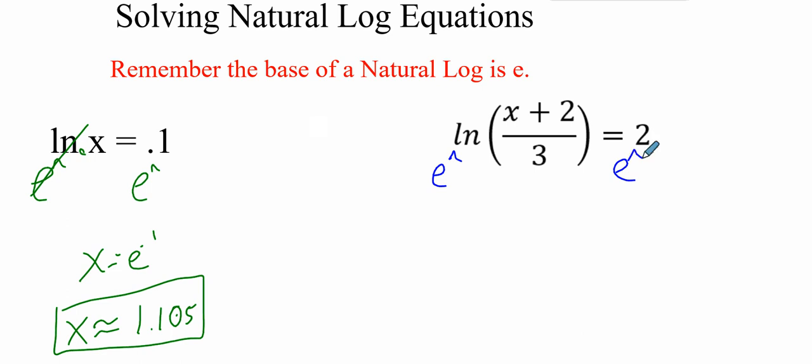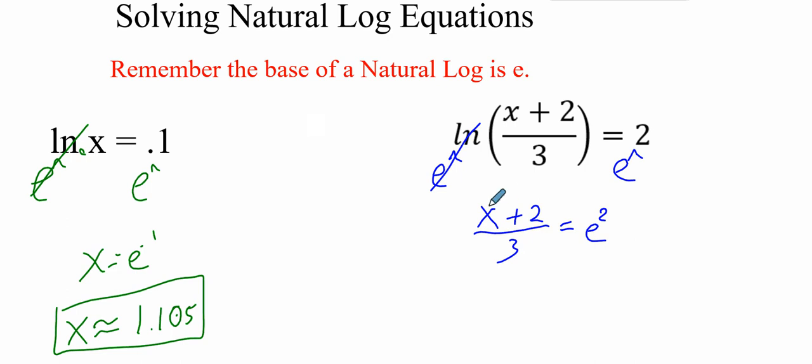Okay. On the next one, similar idea, ln, raise this to the e power, do it to both sides. Property of equality. Those will cancel out. I'm left with the quotient x plus 2 over 3 and e squared. Because e squared is irrational, I'm just going to leave that in its variable form and just isolate x. Okay, it's good practice with our algebra.